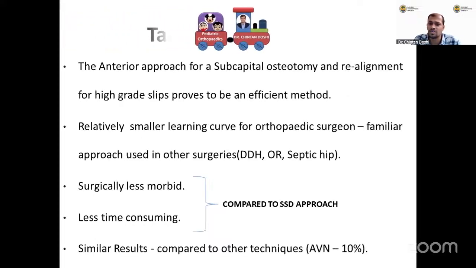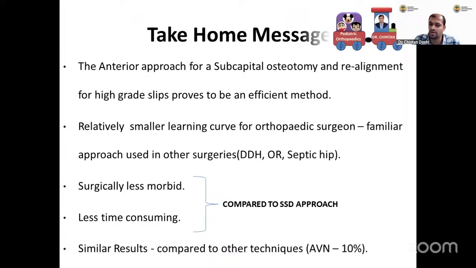So it is an efficient method. It's a relatively small learning curve, less surgically morbid, less time consuming, and almost similar results, within about 10%, from what we have seen over the past 5 years.